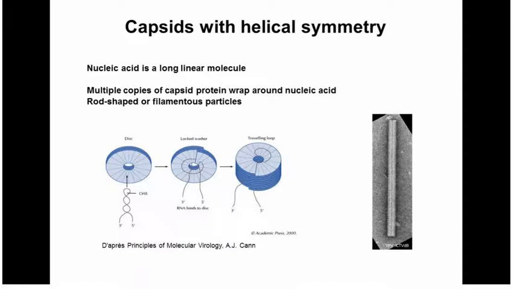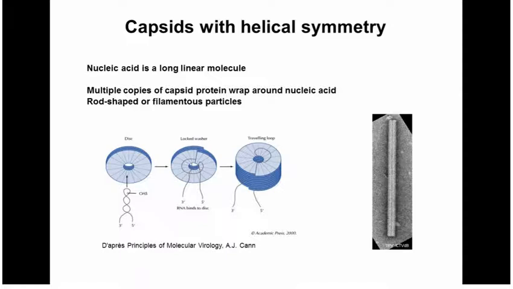So if I've got protein subunits that form a kind of round structure or a helical structure, they can wrap around the nucleic acid, and you keep on adding protein subunits until you come to the end of the nucleic acid. And that's it, job's done. You've covered the whole of the genome with protein, so it will be protected.